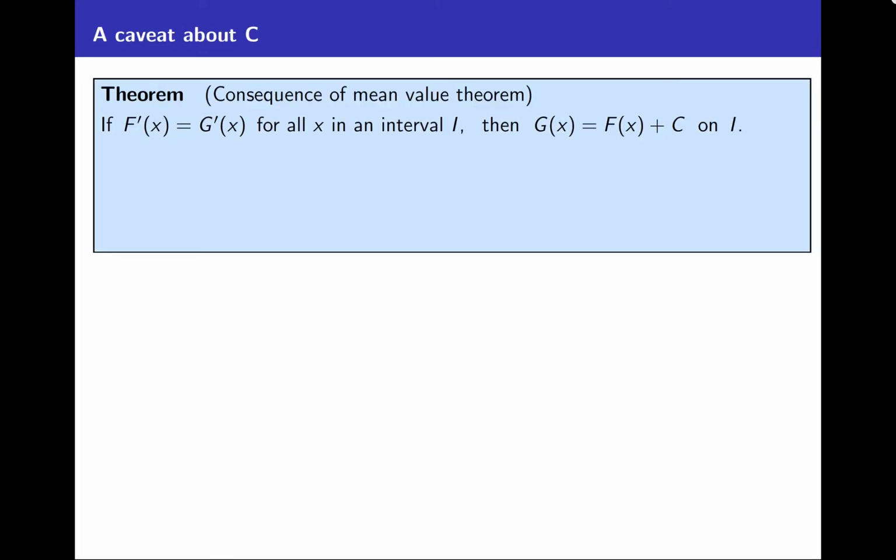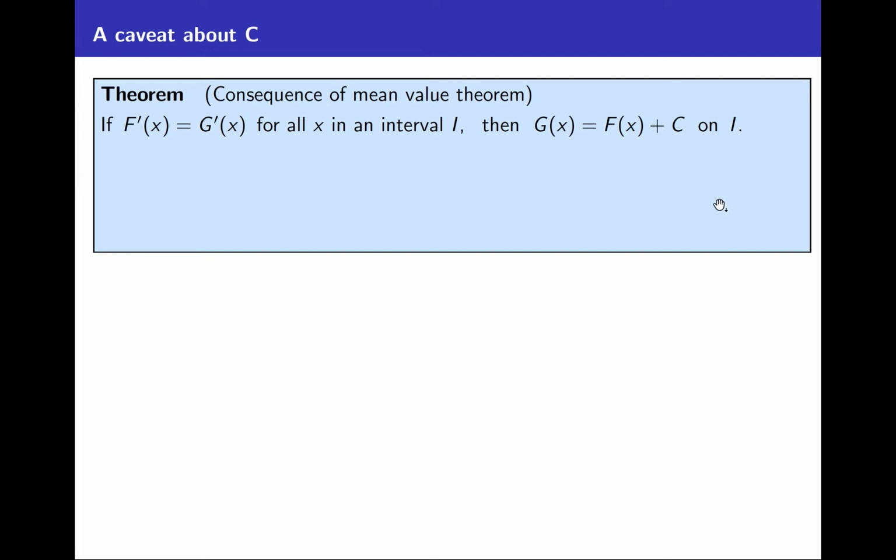But before reaching our goal, I have to tell you something significant about this number c. We've been quietly using a consequence of the mean value theorem that we talked about back in lecture 35. It states that if f prime of x equals g prime of x for all x in an interval I, then g of x equals f of x plus a constant c on I.